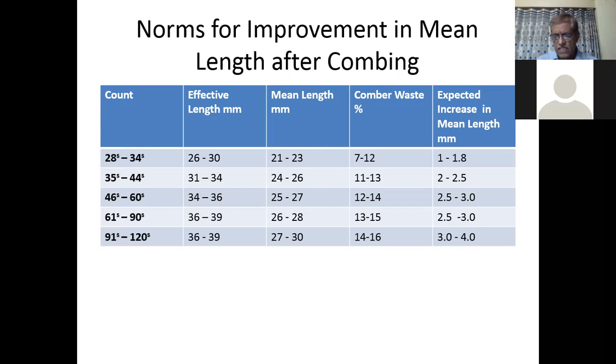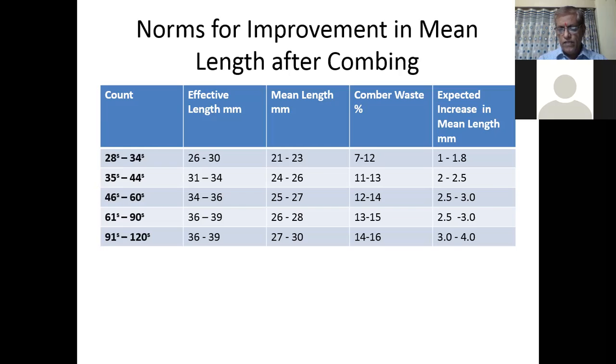Then this shows the expected increase in mean length after combing. You can see that we expect only 1 to 2 mm in case of count groups up to 40s, and for 60s we are expecting a maximum of 3 mm improvement in the mean length, and for 90s and 120s we are expecting an increase in mean length of 3 mm to 4 mm. So from this we can draw a conclusion, or we should remember, that the improvement in the mean length after combing is ranging from 2 to 3 to 4 mm only.